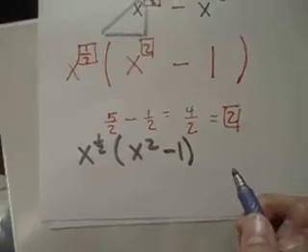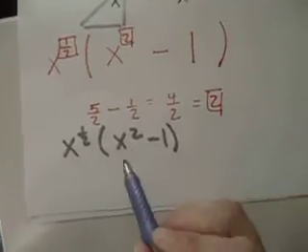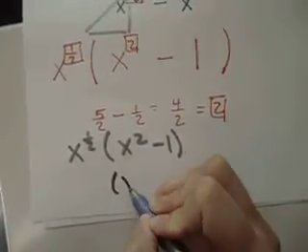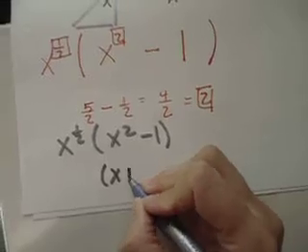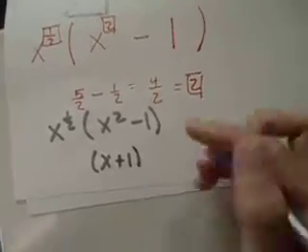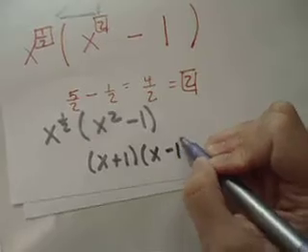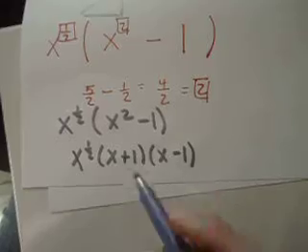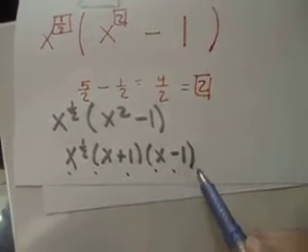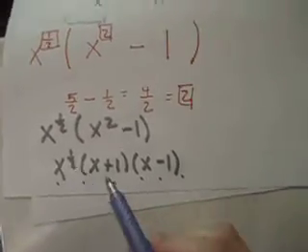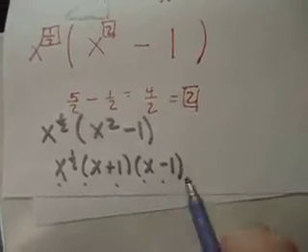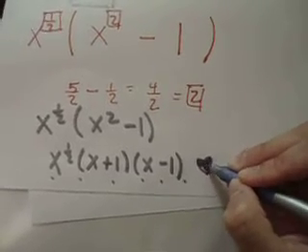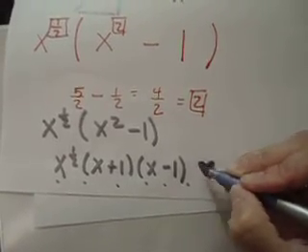Close parentheses. Are we done factoring this? No, because x² minus 1 is a difference of squares. So if it's a difference of squares, we can write down x plus 1, close parentheses, times x minus 1, close parentheses, and bring everything else down. So this, my dear, is your final answer. We have x to the 1/2 times x plus 1 times x minus 1, and we are done. I have to draw the heart, as usual. Yay. Okay.